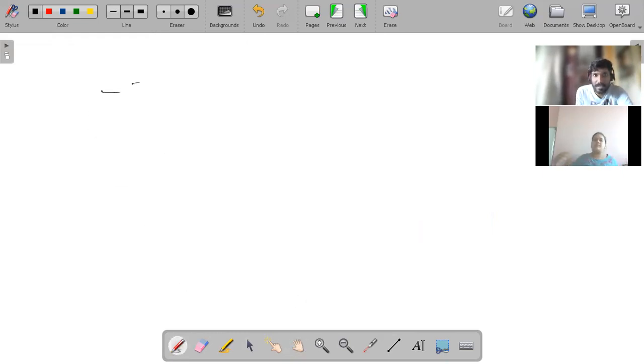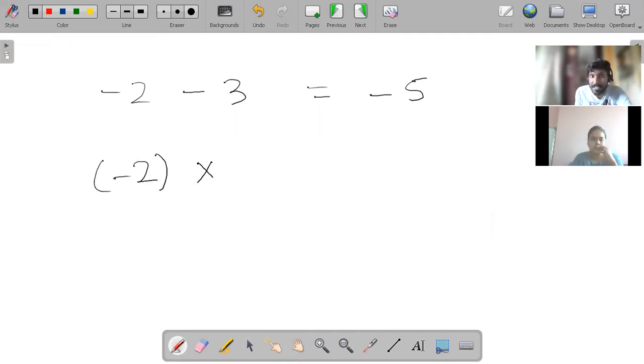When I say minus 2, minus 3, what do you do? Addition. So add it. 5. But here you will put the sign of the greater number, that is of 3. That is minus. Now what will be minus 2 multiplied by minus 3? Minus 6. You are multiplying. Here, when you are multiplying, you don't look at the sign of the greater number.